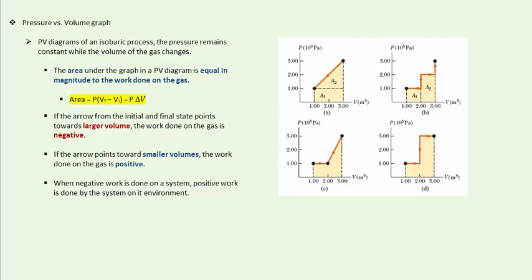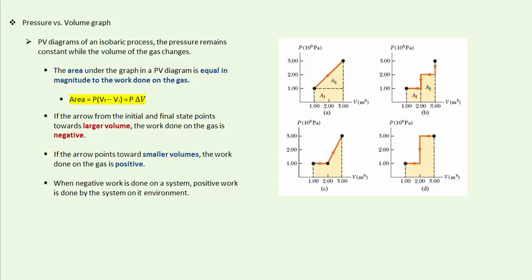However, if we're given a pressure versus volume graph, we can use our PV diagram if it's an isobaric process, where the pressure remains constant while the volume of the gas is what changes. We can use the area underneath the graph to calculate the magnitude of the work done on the gas. And we see that this is summarized in the equation below.